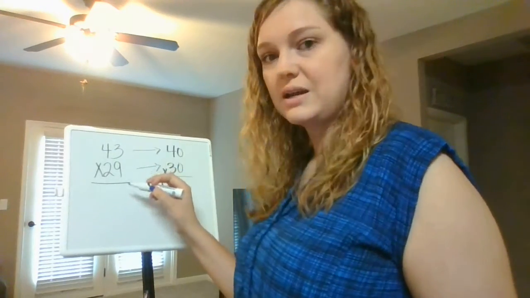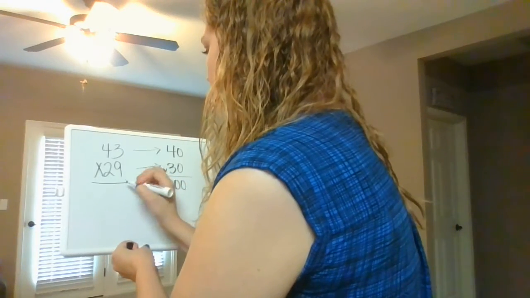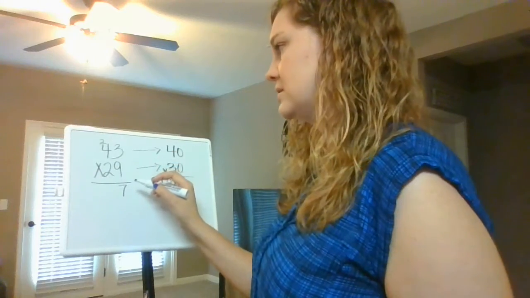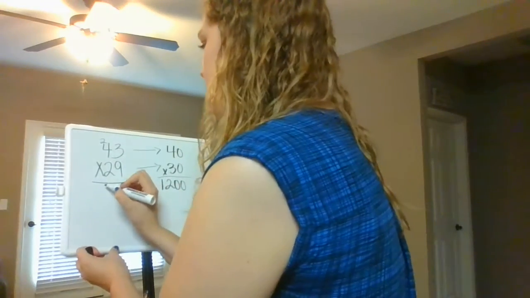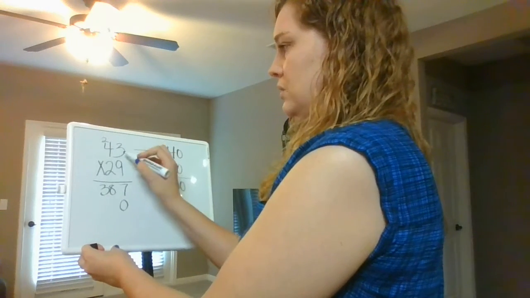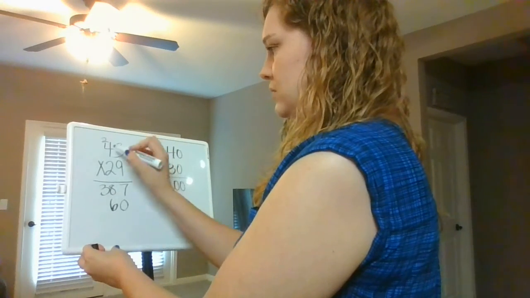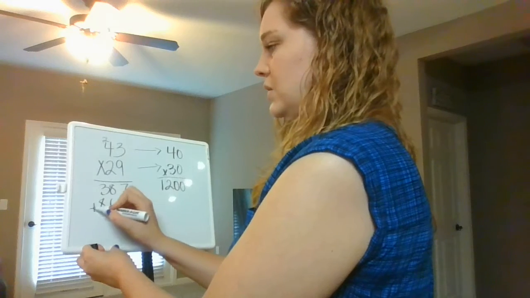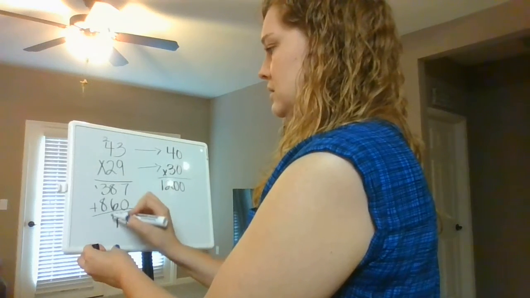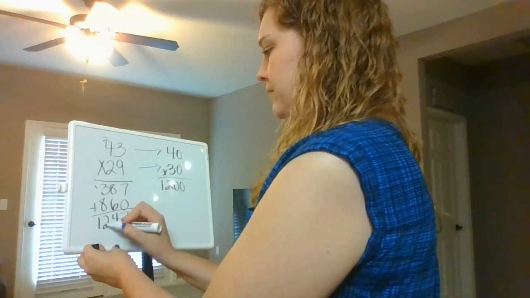So 3 times 9 is 27. Put the 7, carry the 2. 4 times 9 is 36 plus 2 is 38. And then put my 0 here. 3 times 2 is 6. 4 times 2 is 8. And then we're going to add together 7, 14, 12.